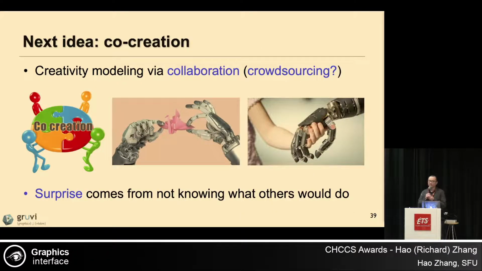And later on, we came up with another idea, which was inspired by the notion of co-creation. So here, the creative modeling is carried out using some collaboration. Okay, you can think of crowdsourcing, perhaps, at a larger scale. And the surprise element here comes from the fact that the creators, the collaborators, do not know everything that the others are doing. Okay, so there's some kind of element of surprise.